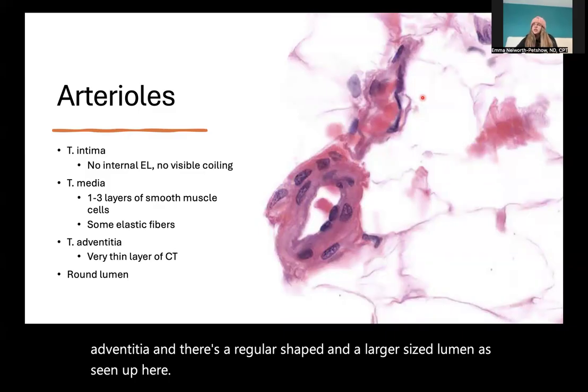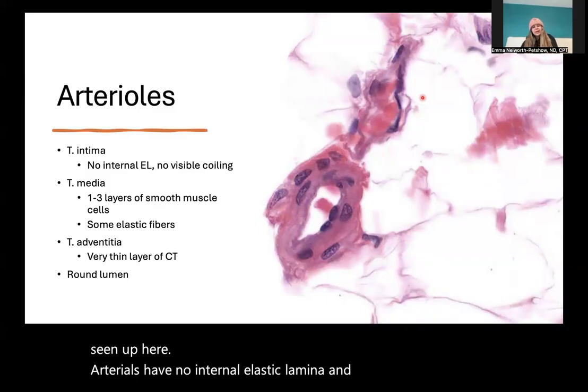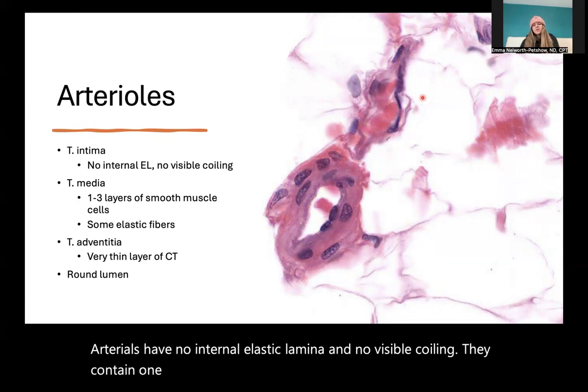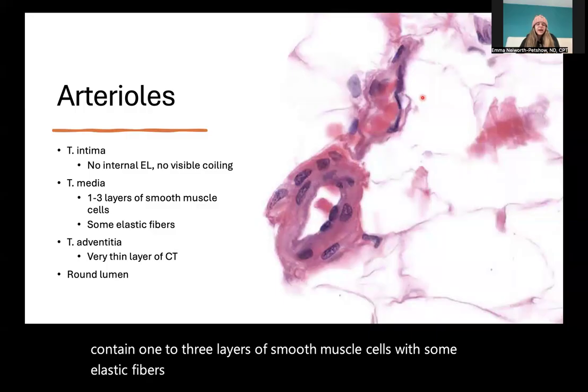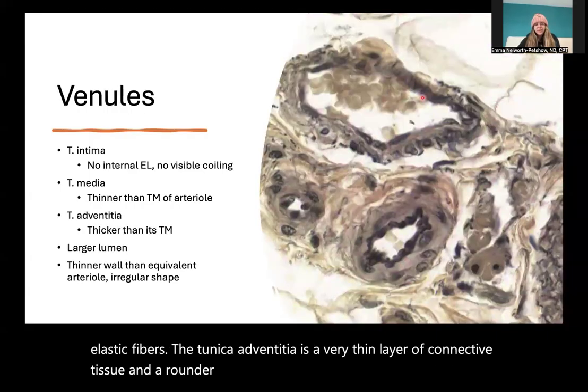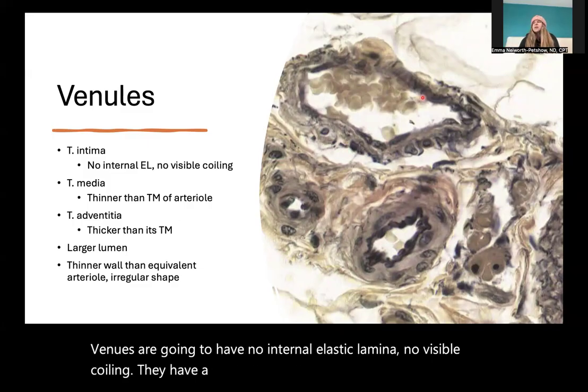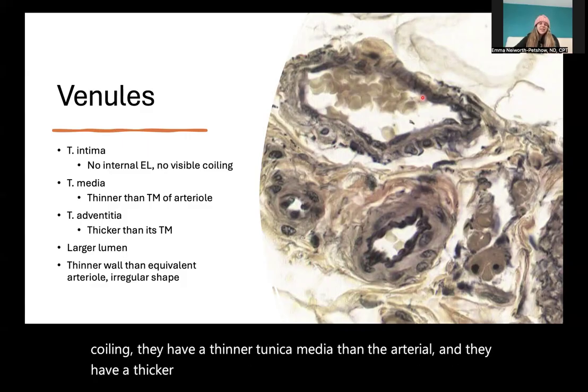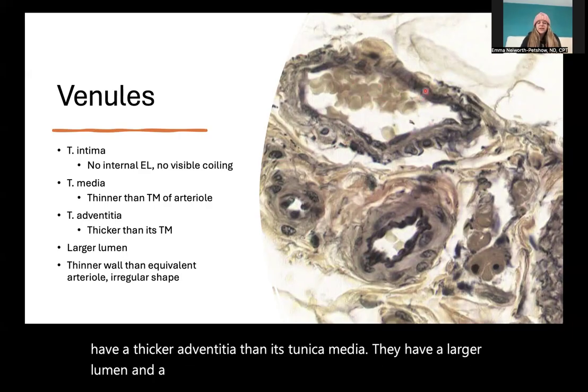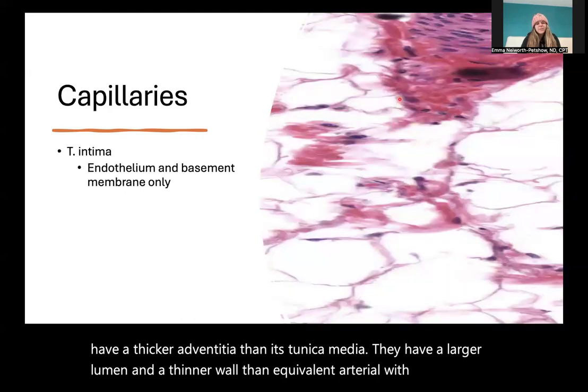Arterioles have no internal elastic lamina and no visible coiling. They contain 1 to 3 layers of smooth muscle cells with some elastic fibers. The tunica adventitia is a very thin layer of connective tissue, and they have a rounder lumen. Venules are going to have no internal elastic lamina, no visible coiling. They have a thinner tunica media than the arteriole, and they have a thicker adventitia than their tunica media. They have a larger lumen and a thinner wall than the equivalent arteriole, with an irregular shape.